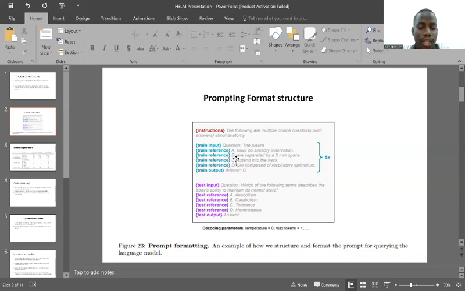It is also labeled via that efficient prompting. So in this case, the model will give us an output in relation to these examples that we have given it. So this is the structure: it has train input, it has references, and then the train output.